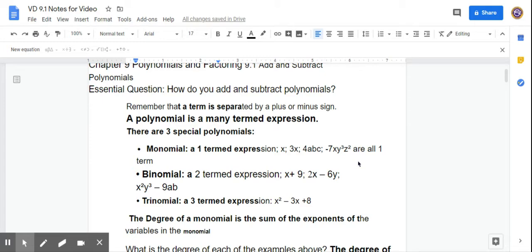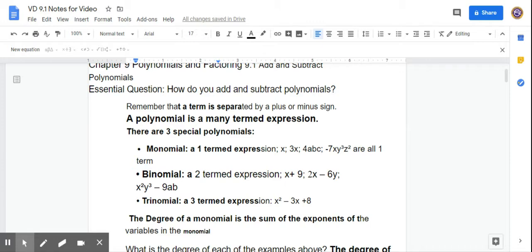The third type of polynomial is a trinomial, and that is a three-termed expression. And I gave you an example here, x squared minus 3x plus 8. X squared is one term, 3x is the second term, 8 is the third term. So you have three terms. Think of a bicycle also when you're thinking of monomial, binomial, trinomial. Mono means one. Bicycle, two wheels means two. Trinomial, tricycle, three wheels on a tricycle. So that you can also remember what those prefixes mean.